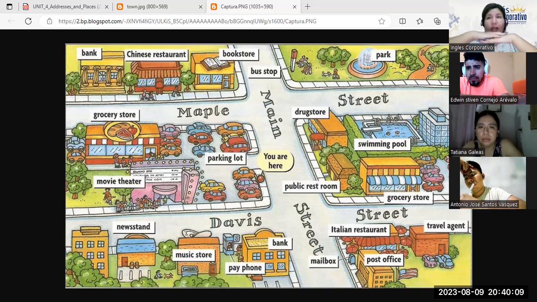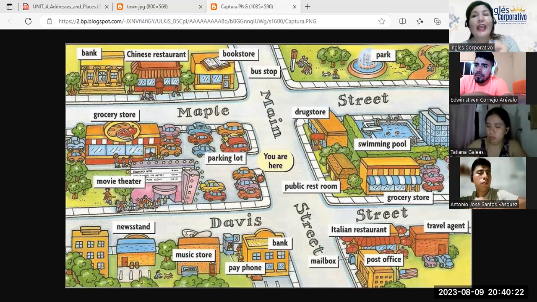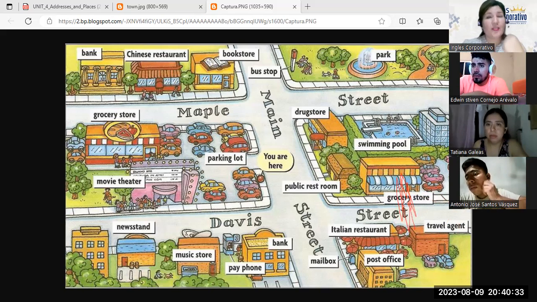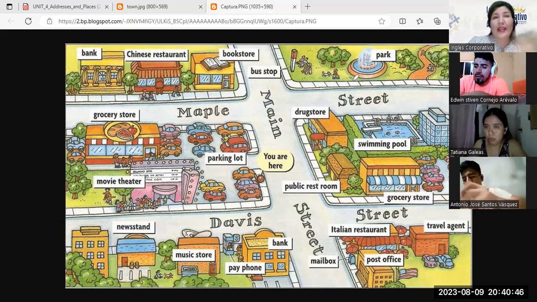On. In front of. ¿Qué significa in front of? In front of. Enfrente, right? For example, the travel agent que está por aquí, the travel agent is in front of the grocery store. Okay? Pero también está across from. ¿Por qué? Porque hay una calle que lo separa. Si se tiene que pasar la calle, es across from. Bah, les doy un ejemplo.